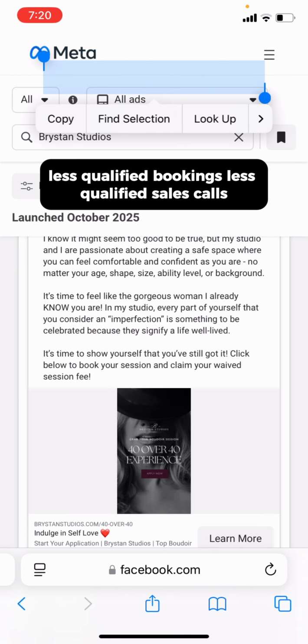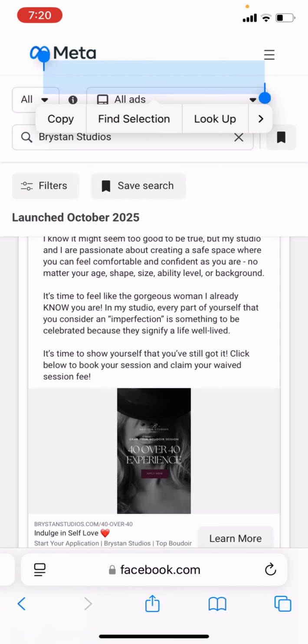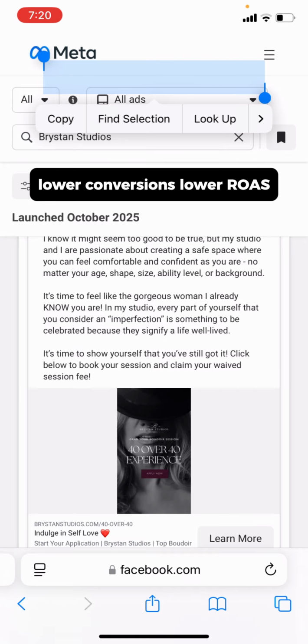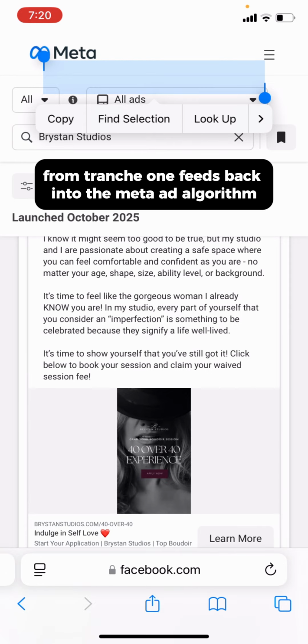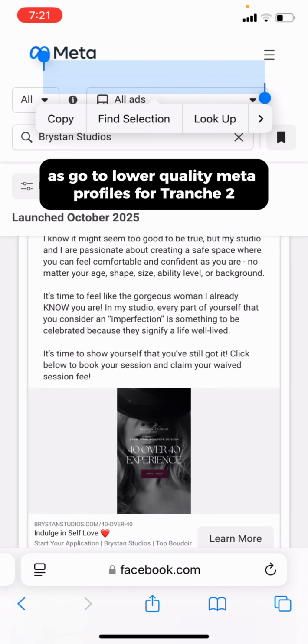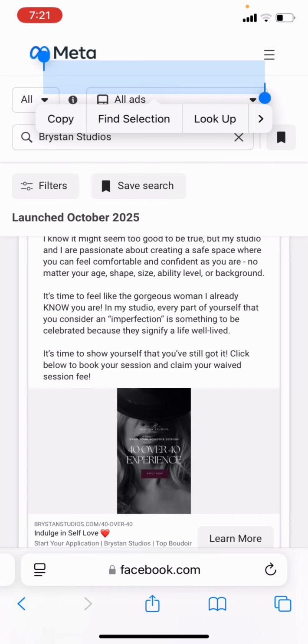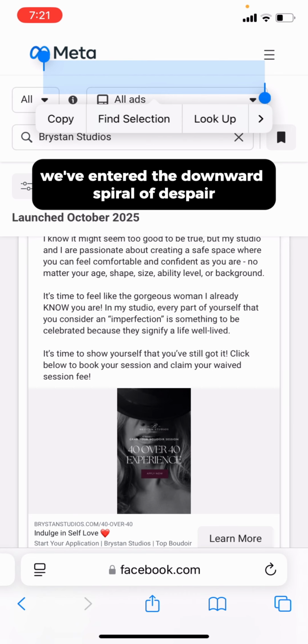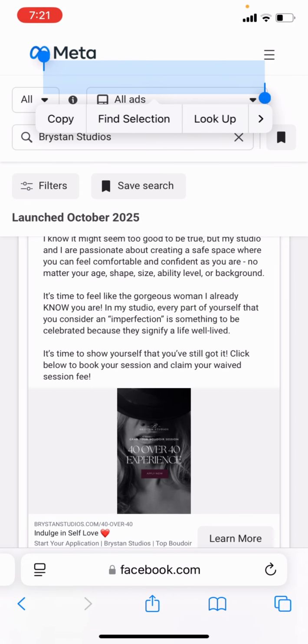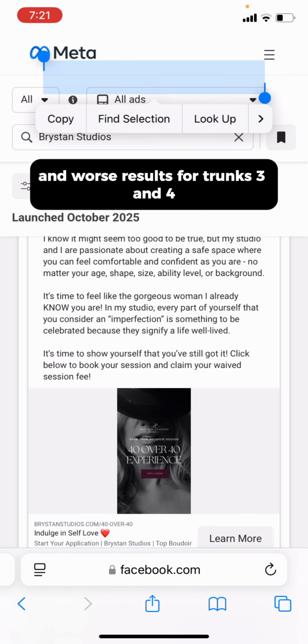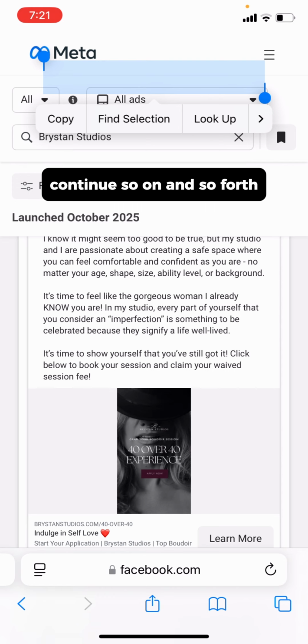less qualified bookings, less qualified sales calls, more price hunters, more tire kickers, more ghosting, more price objections, lower sales, lower revenue, lower conversions, lower ROAS from tranche 1, feeds back into the meta ad algorithm. Ads go to lower quality meta profiles for tranche 2, which means same ad spend, worse results. We've entered the downward spiral of despair, which means same ad spend, worse and worse results for tranche 3 and 4, and so on and so forth. Ad dies out, ad burns out.